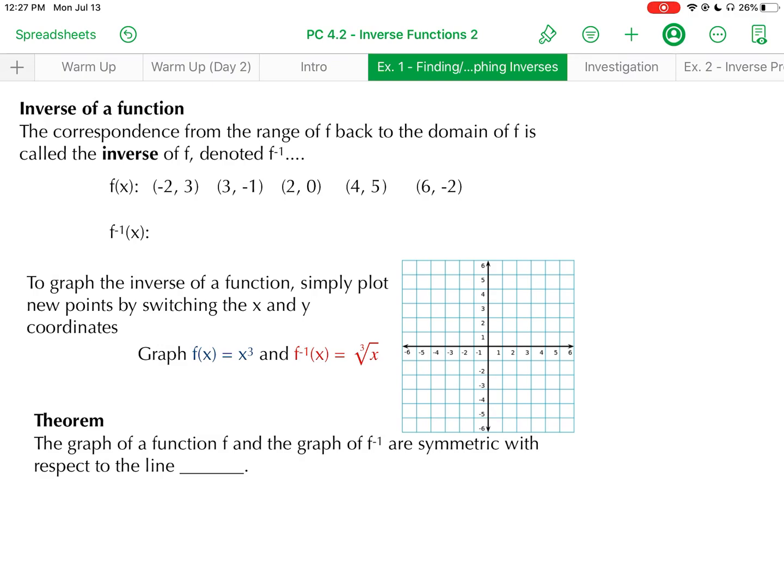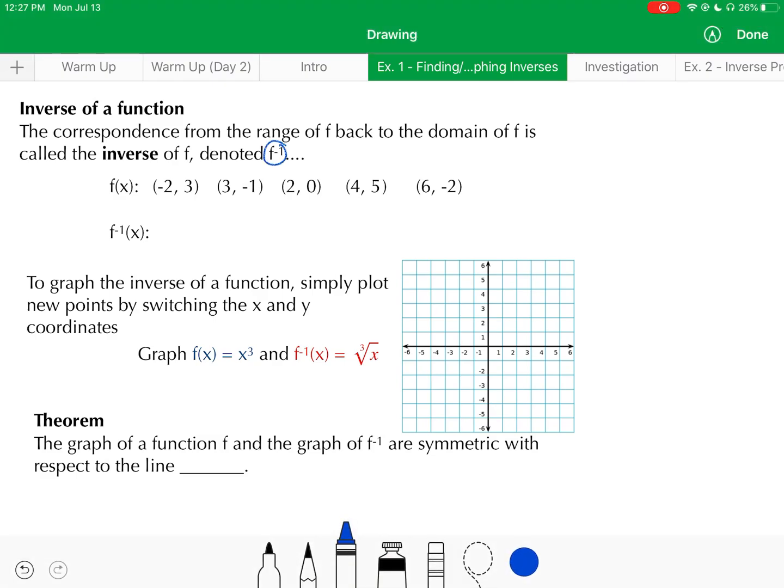And if you're trying to find the inverse of f, then its inverse would be represented with this notation. It looks like f raised to the negative first power, but it is read as the inverse of f, or f inverse. So let's say f of x has the following 5 points associated with it. By this definition, all we're really stating is that the inverse is going to be found by switching the x and the y coordinates from the original points in f, okay? So we'd end up with (3, -2), (-1, 3), (0, 2), (5, 4), (-6, 2).